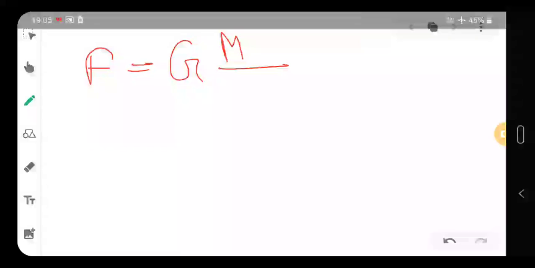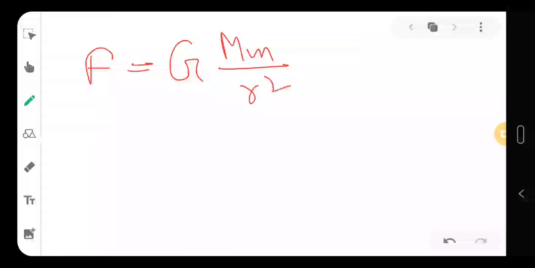Till now we learned that the force given by gravitation is GMm by r square. r is the distance between the centers of mass of the two masses, one is big M, one is small m. As we know, this is also equal to mass into acceleration. So if I take the acceleration of Earth, it will be this, and if I take the acceleration of the object, then it will be mg.